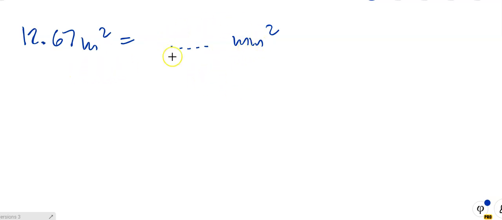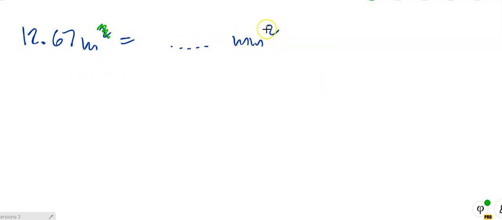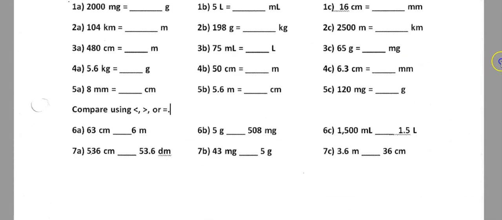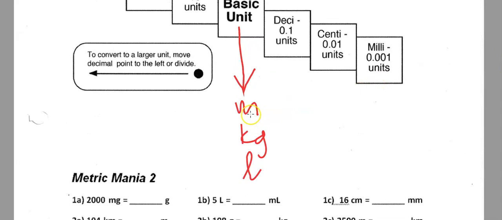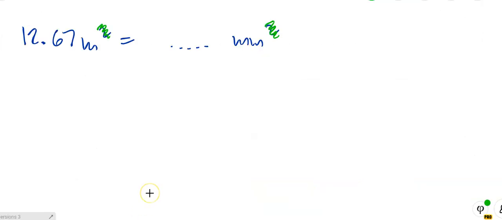First step is, just imagine, take the square away, and convert meters to millimeters. So you first convert the base dimensions. If I go to the top there, you first convert meters to millimeters. Is it multiply or divide? If we go to the right, it is multiply. Multiply by how many? By 1, 2, 3 places. So that means we're going to multiply by 1,000.